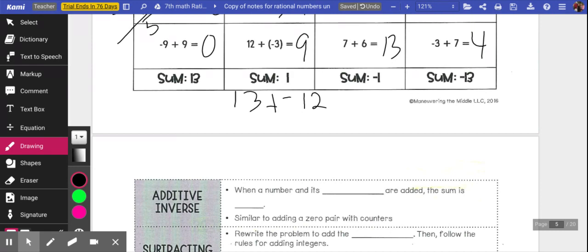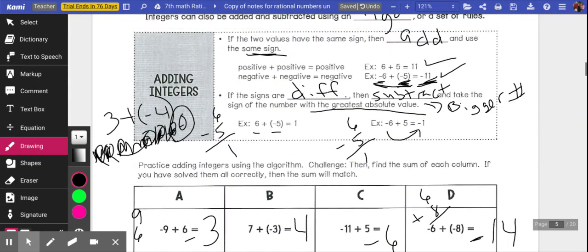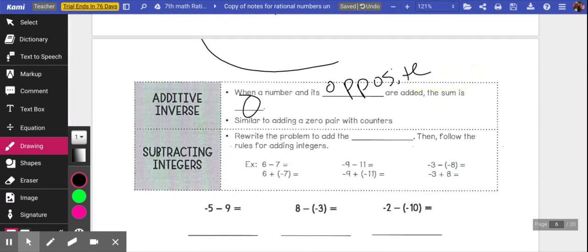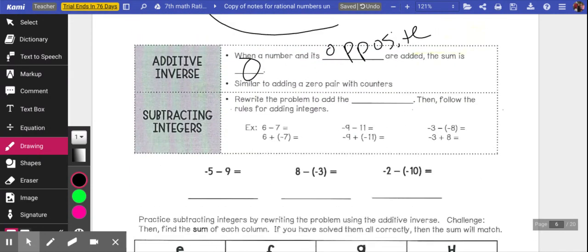When a number and its opposite are added, which you already did up here and got 0, the sum is 0. They cancel each other out. It's similar to when you have those little counters or chips, like I did up here with that little battle. Those opposites canceled each other out. And so we are going to stop right there for this lesson.